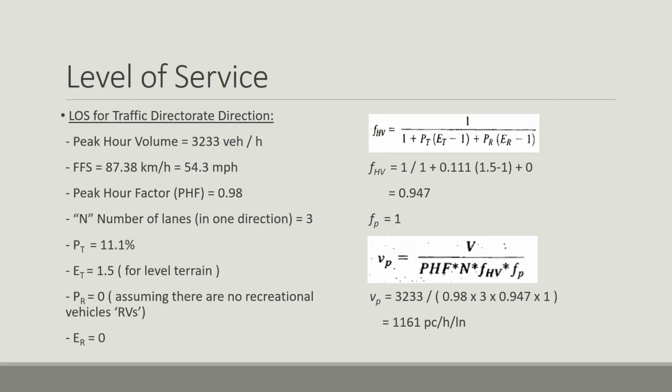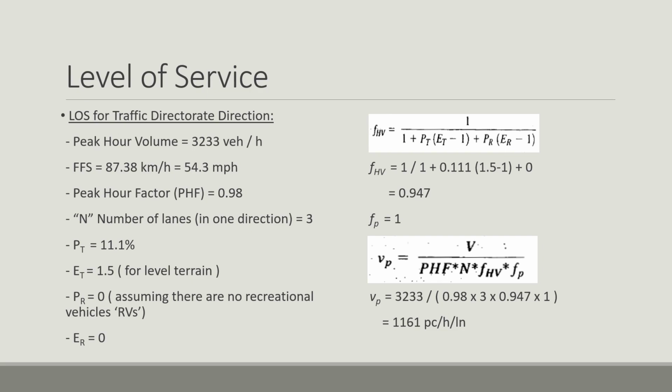Level of service is defined as the quality measure describing operational conditions within a traffic stream, generally in terms of such service measures as speed, travel time, freedom to maneuver, traffic interruptions, comfort, and convenience. At first, we will find the level of service for the traffic directorate direction.